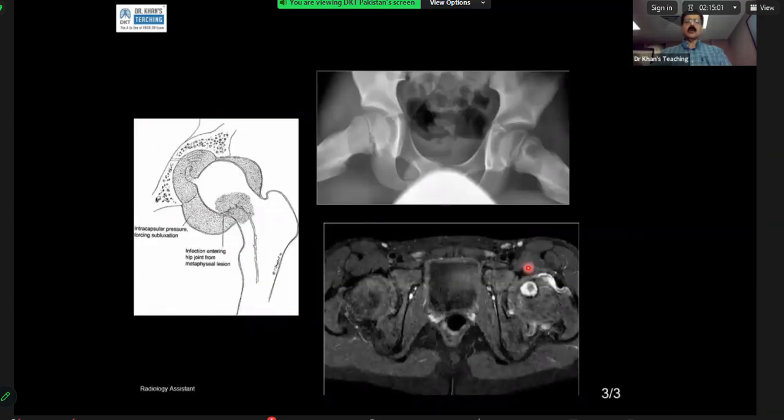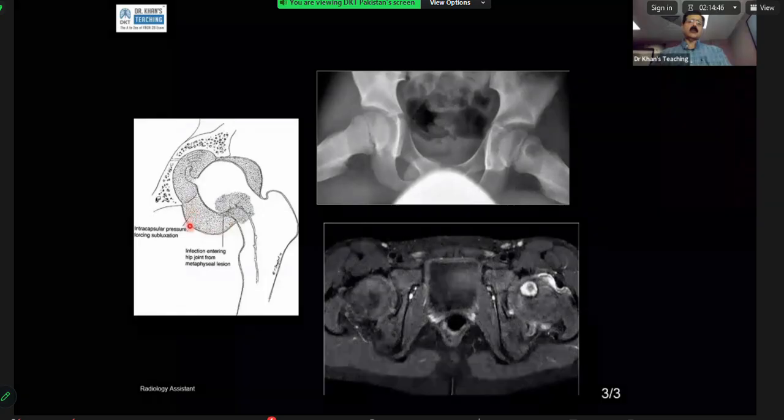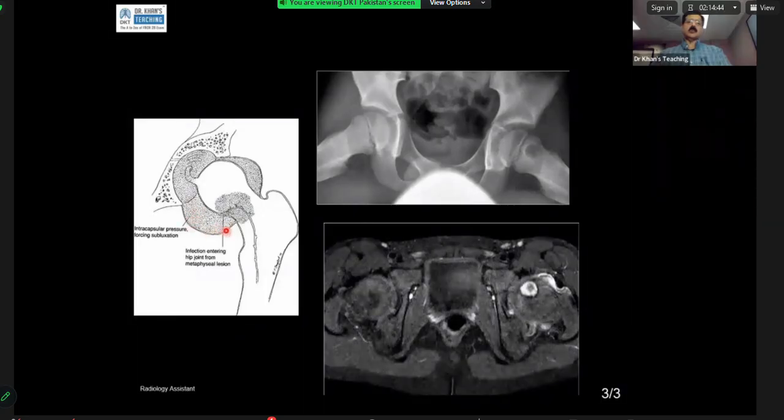So look at this picture, and this is what happens. This is hematogenous osteomyelitis. With that, there is effusion, and radiologically speaking, this is the bulge which you can see, and the capsular bulge which you can see, which I pointed out on the previous film.